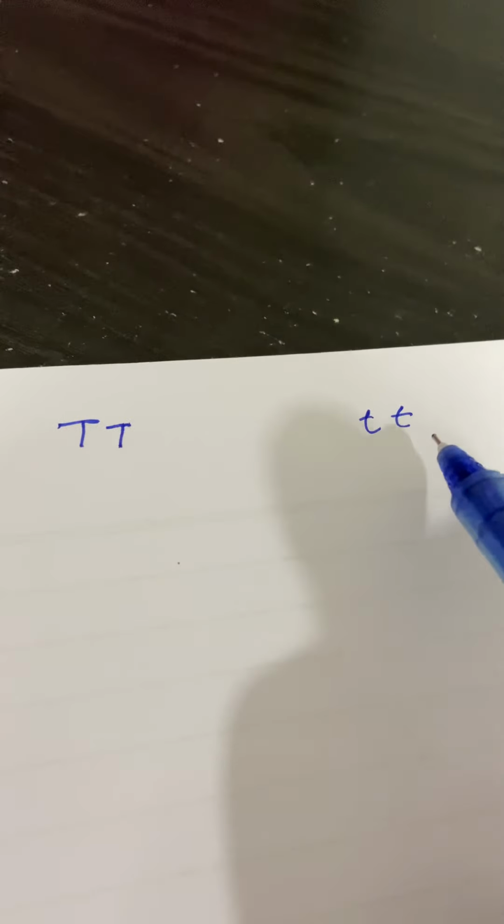It could have also been a capital T and small t. In that case also it would have been dominant only, because the capital T, which is for tallness, would have hidden the dwarfness part. So that's why this would have also been a tall plant. However, in the case of pea plants, they were homozygous: capital T, capital T and small t, small t.